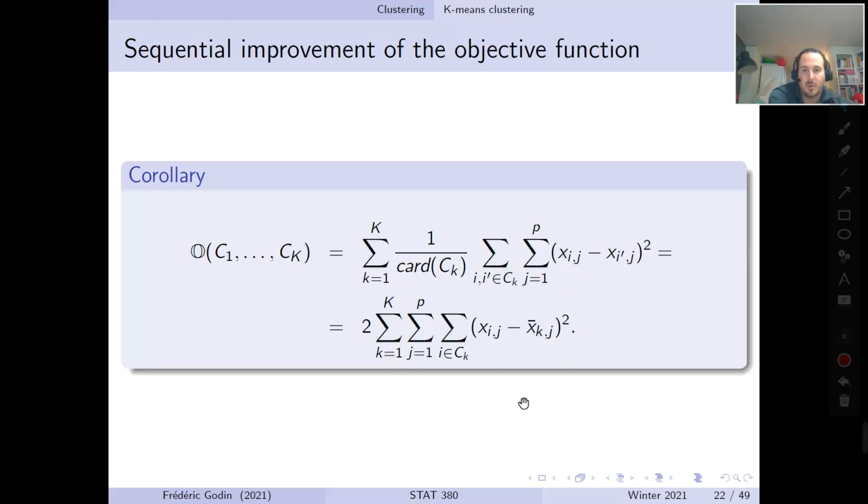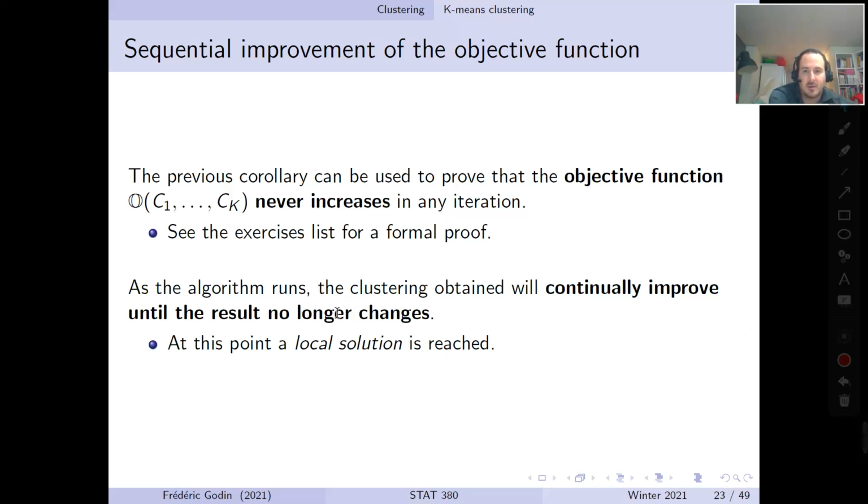Okay, so based on that corollary, in the exercises you can use that to show that the objective function never increases in any iteration. So it's possible to show that when you apply k-means, on each iteration, the objective function can either decrease or maybe remain the same. So this means that as the algorithm runs, the clustering obtained will continually improve until the result no longer changes. And once you've stabilized to some result, then you have a local solution.